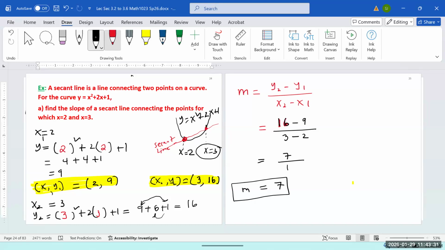And it makes sense. 7 is a positive number. And look at the slope. We are moving upward. So it's supposed to have a positive slope.